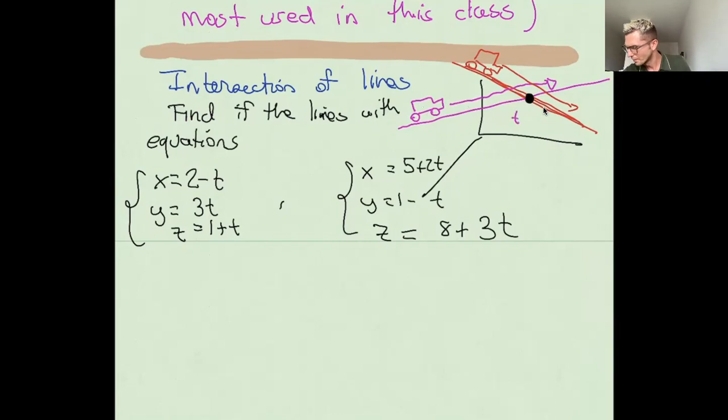So the position is going to be the same. The X, Y, and Z would be the same, but the T can be different. Yeah, exactly. You just have to say that the times could be different. So you have to use different variables for the times. Is that making sense?